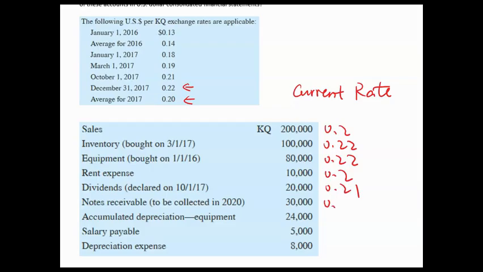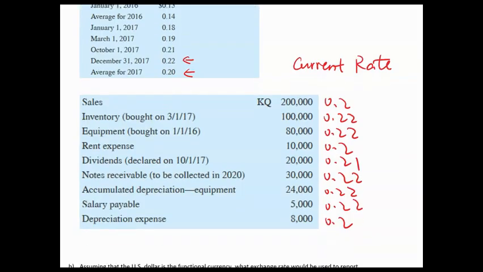Notes receivable, current rate. Accumulated depreciation, that's associated with the equipment, so current rate, 0.22. Salary payable, current rate, 0.22. And the depreciation expense, that's an expense on the income statement, average rate, 0.2. Okay, so that's the rate we are going to use for each account if we are using the current rate method, or if the foreign currency is the functional currency.